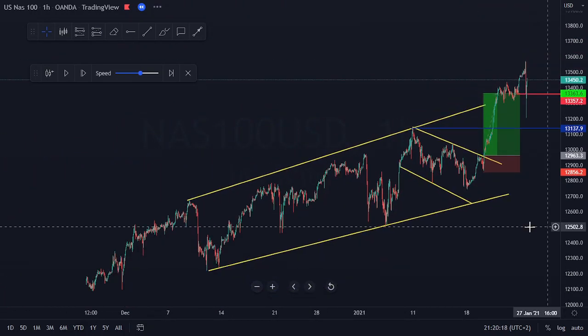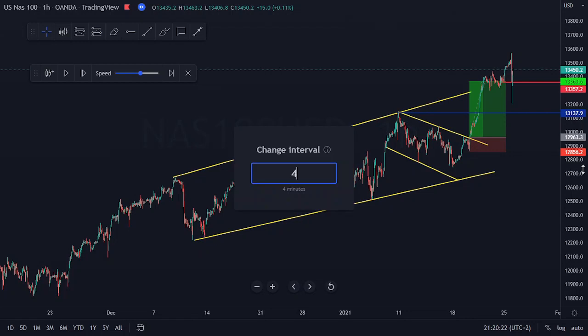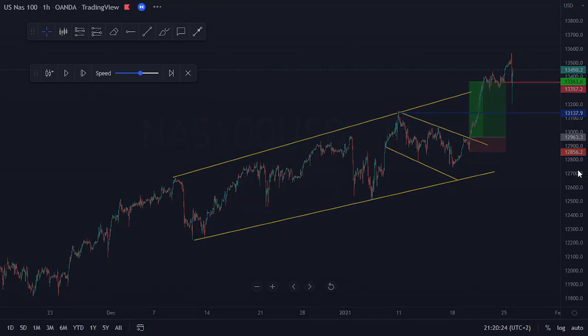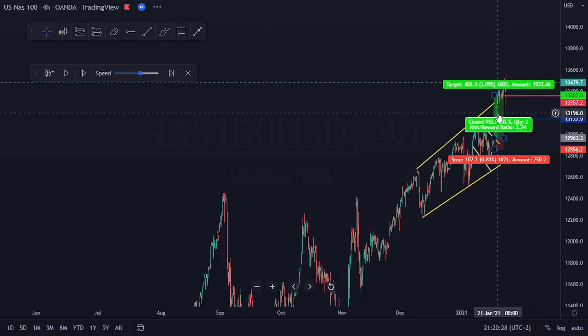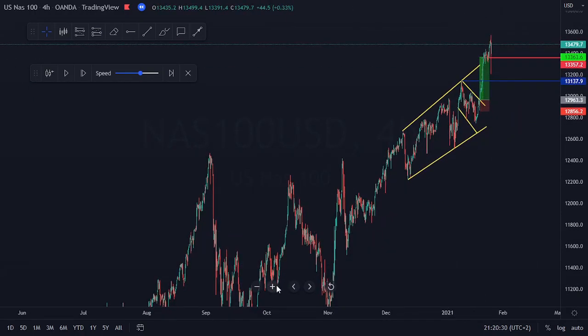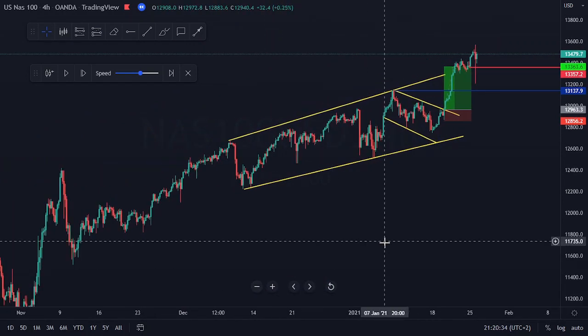Now we go back to the 4 hour. Now you need to understand something. Let us go back to the 4 hour so that you can clearly see. So our first trade here is a winning trade. Simple. 123.74. Now we need to see something.